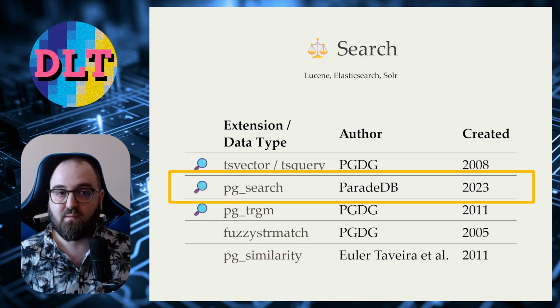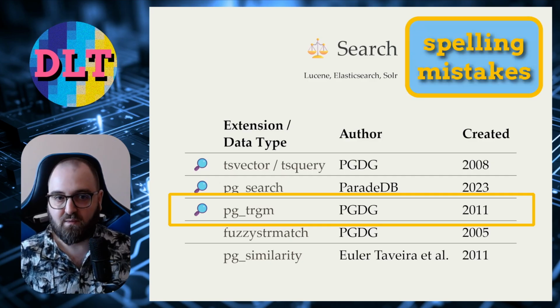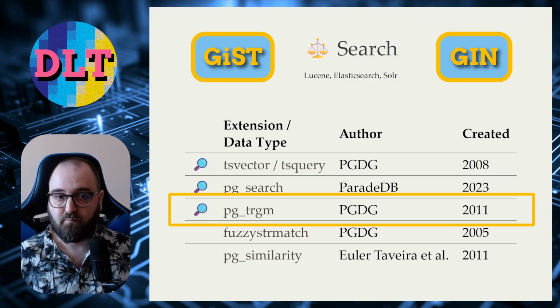Then we've got pg_trgm. This is a built-in extension. It's based on character trigrams, not word trigrams, and it's useful for fuzzy search, so for string similarity. For example, let's say you have product names on your database and you want to match it in a fuzzy way so the user can make some spelling mistakes. You can use pg_trgm for this. It can also be optimized via the GIN or GiST indexes.